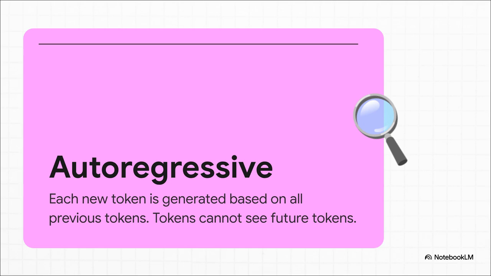Okay, quick technical deep dive. Large language models are what we call autoregressive. Now that's just a fancy way of saying they build their response one piece at a time, from left to right. And here's the kicker. Each new word is chosen based only on the words that came right before it. The AI literally has no idea what it's going to say next.